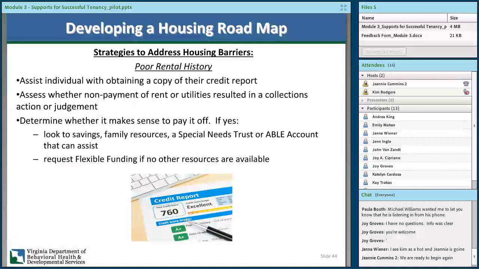If there is a judgment or debt in collections that will not be removed from the credit record for many years, it makes sense to determine whether there are resources to pay off the judgment or the debt. Ask if the individual has savings, family resources, a special needs trust or ABLE account that could help cover the payment. If not, flexible funding may also be able to assist. We'll talk more about strategies for paying off judgments and debts a little later.